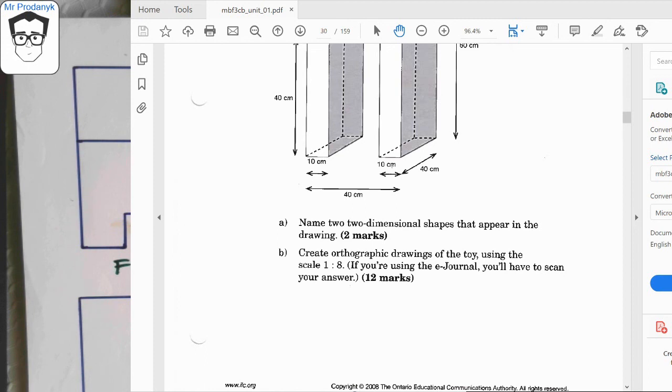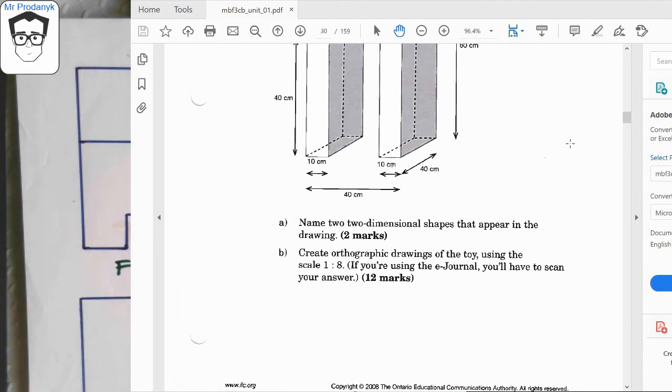Identify those, pretty straightforward. Then it wants you to create an orthographic drawing using now a scale ratio of 1 to 8. So we did 1 to 10. This example wants you to use 1 to 8, which means you're going to have to take every one of those measurements, every one of the measurements that are on here, and divide them by 8, and then do a scale drawing based on that. Now, unfortunately, you're not going to have whole numbers of centimeters to work with. They will be decimal numbers. Not a problem.